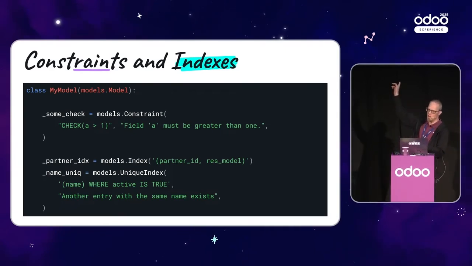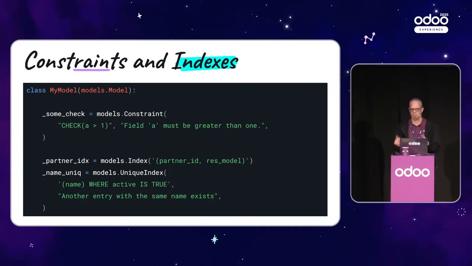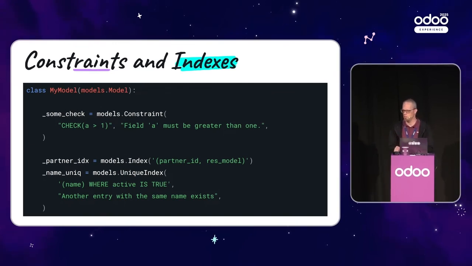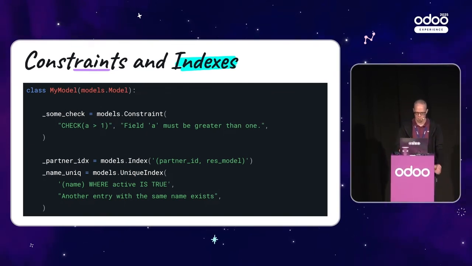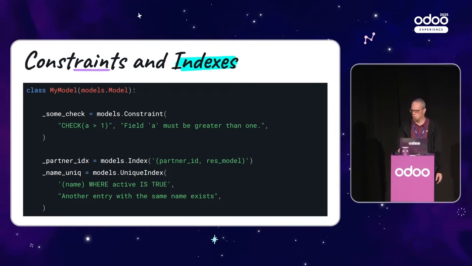And we even have a special case for the unique index because it's both an index and a constraint at the same time. So you see, just simply a more declarative approach for both.